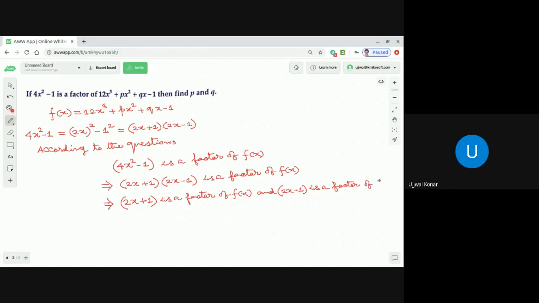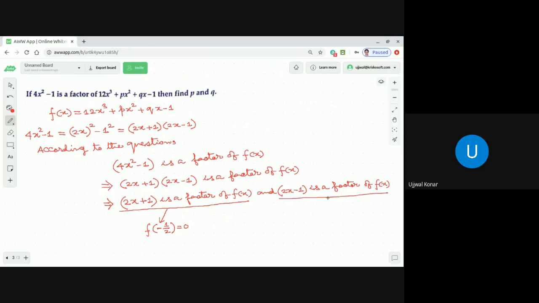Factor of f(x). Correct, no? Now let's focus on this particular statement. 2x plus 1 is a factor of f(x). So from here, what can we conclude? We can conclude that f of minus 1 by 2 is equal to 0. Correct or not? Absolutely clear?